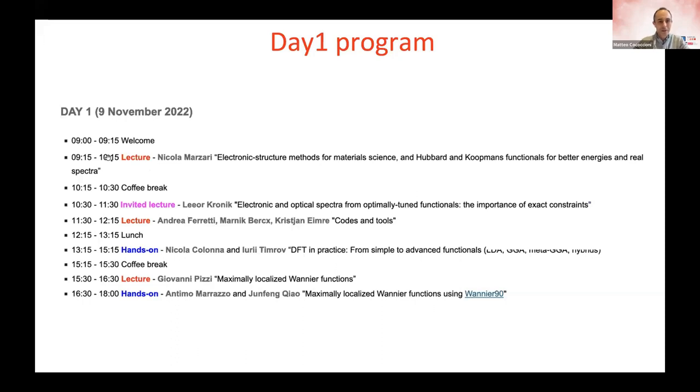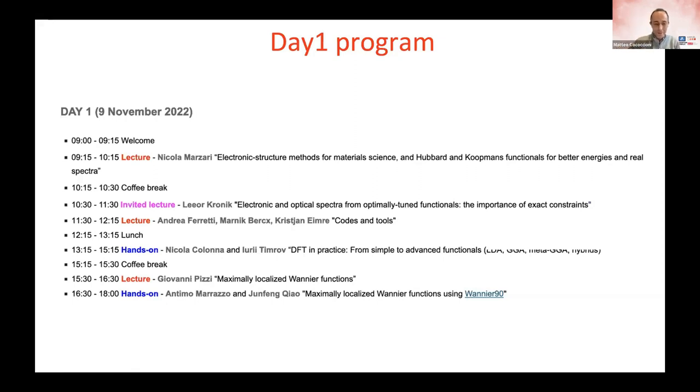So the first speaker is Nicola Marzari. Professor Marzari is the chair of the Theory and Simulation of Materials group at EPFL in Switzerland, also known as the THEOS group, and is also the director of the National Center for the Computational Design and Discovery of Novel Materials, also in Switzerland, which includes many research institutions, groups and universities for, as the name says, the computational design of materials.